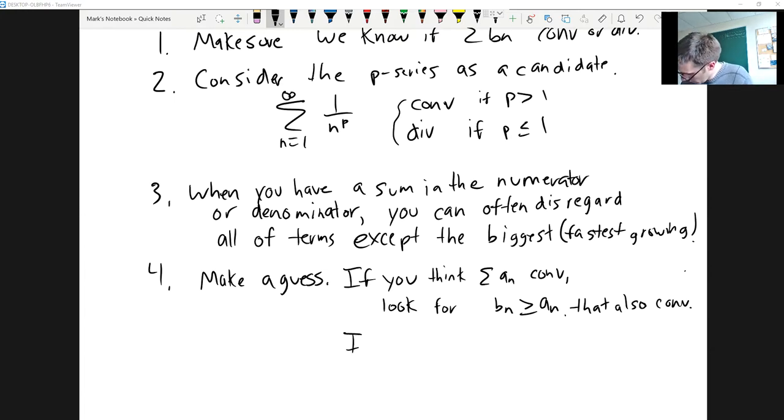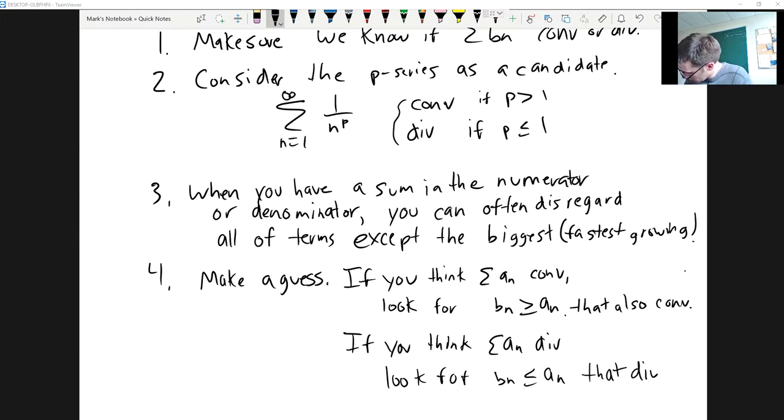And similarly, if you think the sum of an diverges, then what we're going to want to look for is something smaller that's also divergent. So look for bn less than or equal to an that diverges. We want a sum bn that diverges so that the sum of an must also diverge as a result. So that's basically making an educated guess about what we think happens, and then using that to guide our choices. All right, so that's all very theoretical. Let's actually try some examples and see what we can do with that.